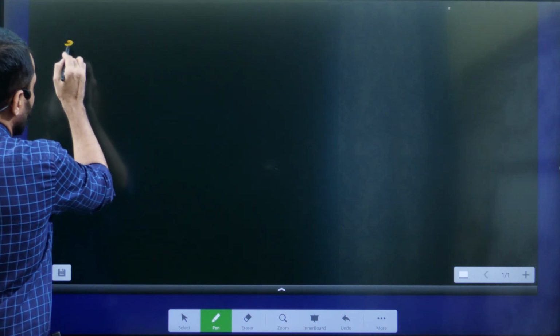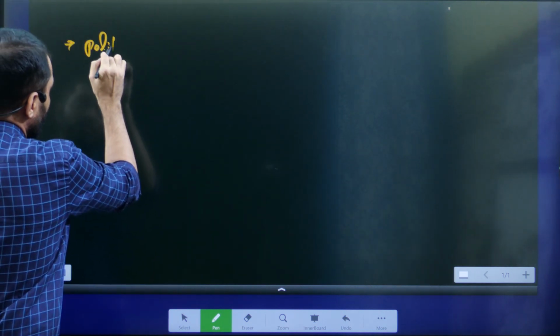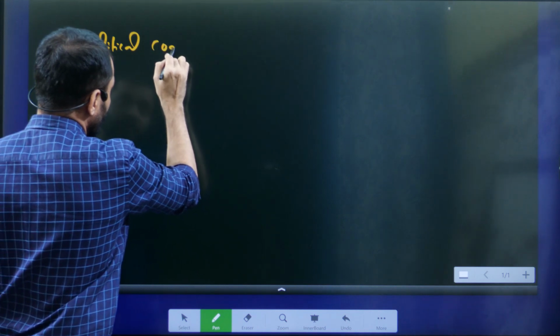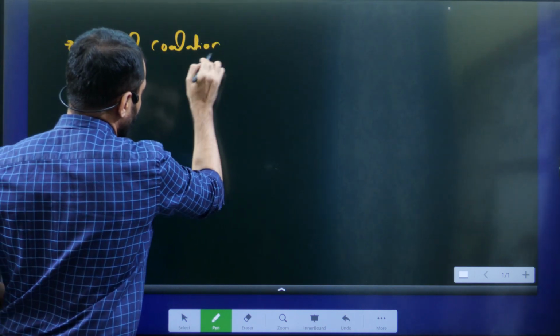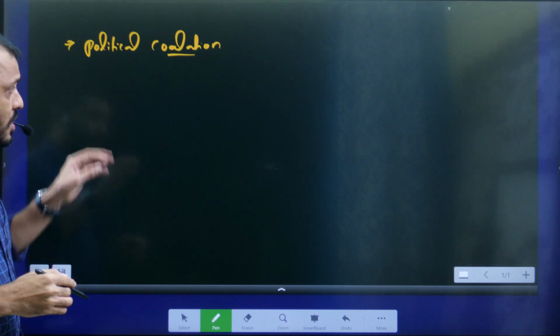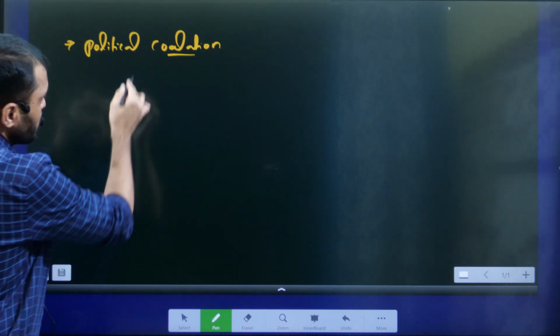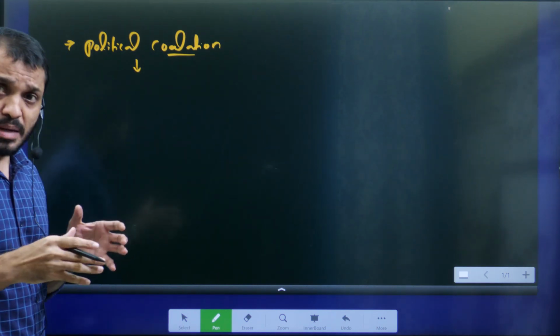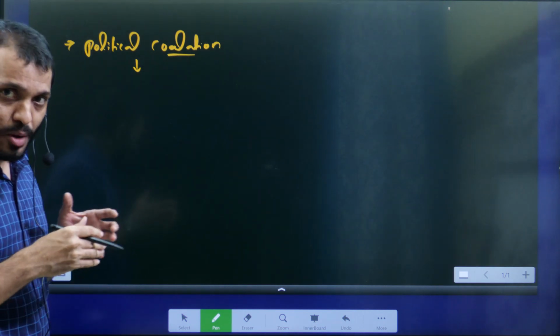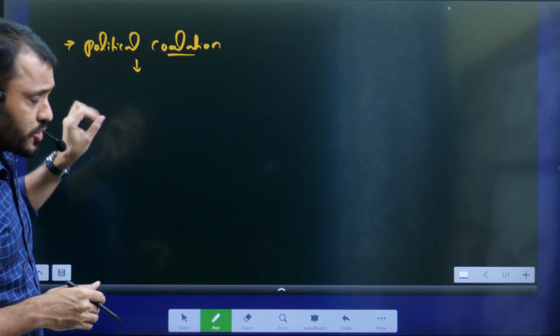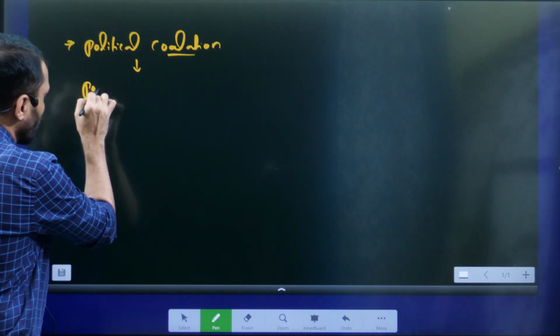Before we discuss further, first let me explain this particular area. First, we are discussing political coalition. Coalition means grouping together. Political coalition means different political parties coming together to achieve a common goal. To understand this, first you have to understand the word politics.